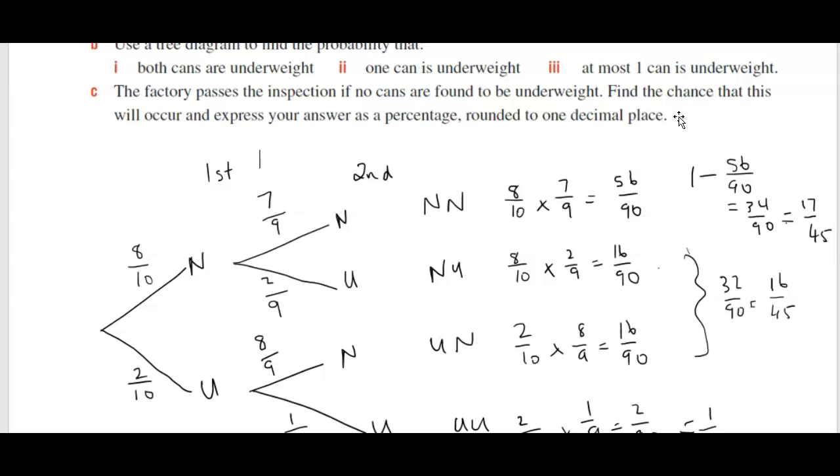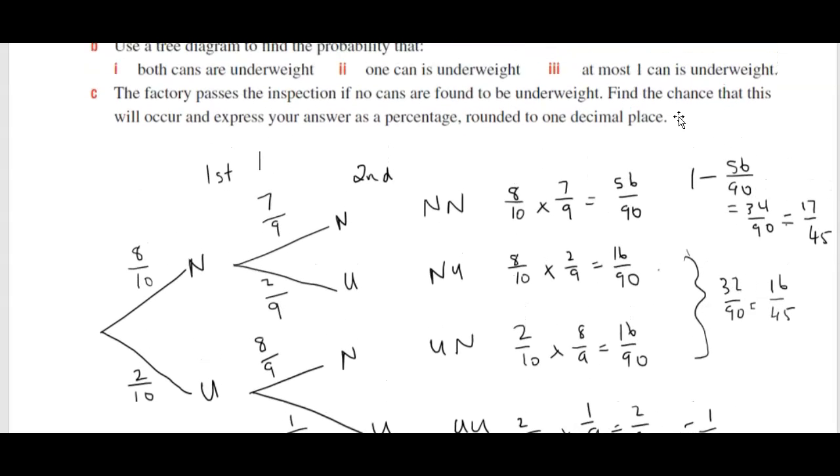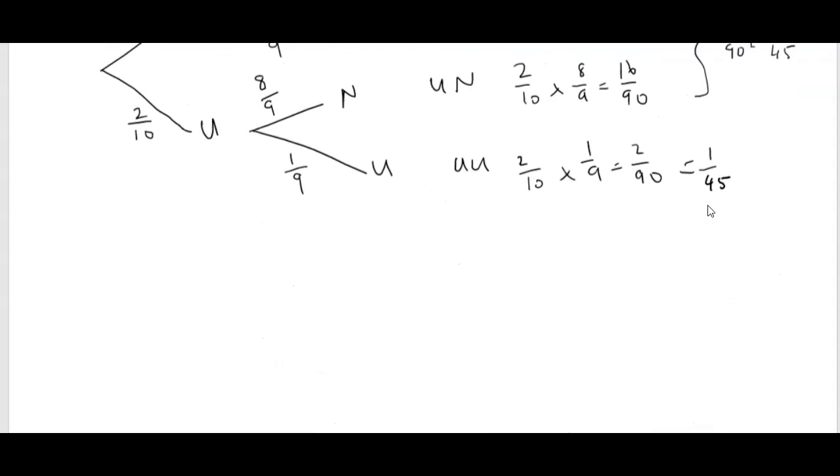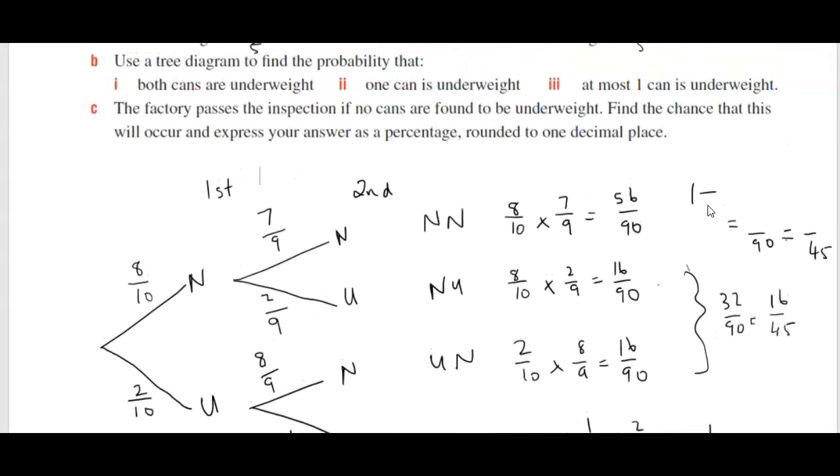Oh, actually, what am I doing? Oh, no, I did it around the wrong way. I did at least 1 can is underweight. We want at most 1, so we can't have 2 cans underweight. So I took off the wrong amount. Let's just start that again. So we want 1 minus UU, so 1 minus 2/90. So 88/90, which gives you 44/45.